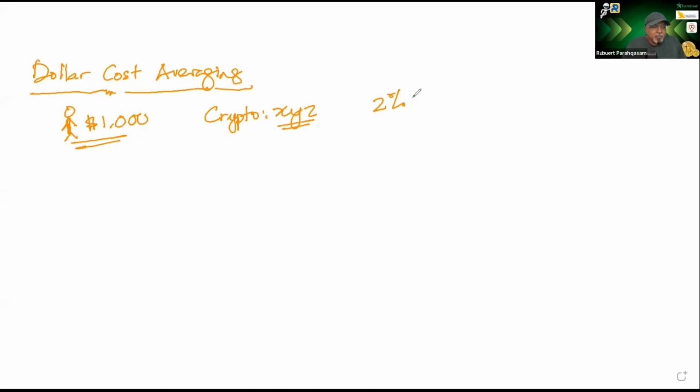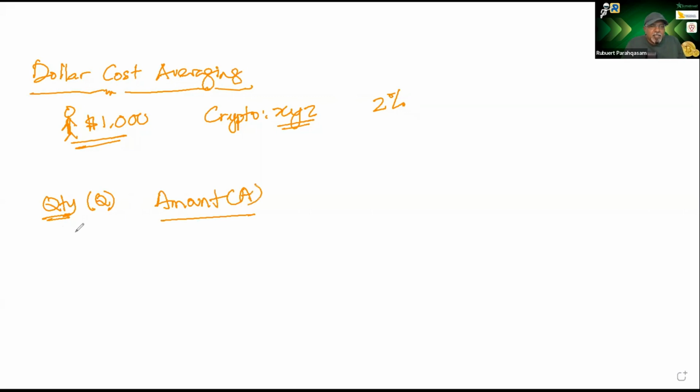Let's take a look at this. Now you have $1,000. Quantity: the number of coins you want to buy. I'll just write here as Q. And the amount that you're going to spend on this coin, as A. Amount as A.